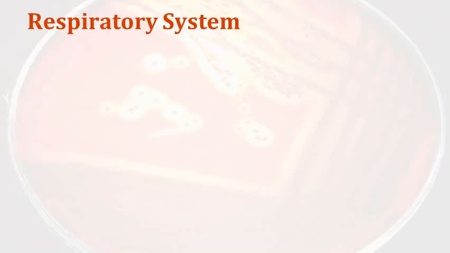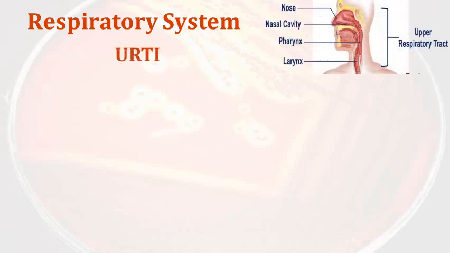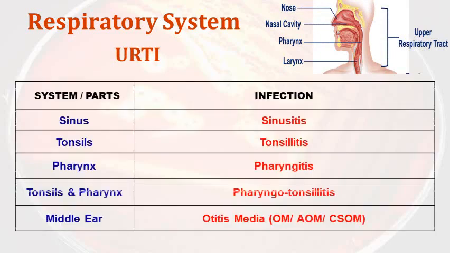Let's focus on respiratory system infection. First, we will be starting with upper respiratory tract infection. In this, if sinuses are infected, it is known as sinusitis. If tonsils, which are part of our defense system, are infected, then that infection is known as tonsillitis. If the pharynx gets infected, it is known as pharyngitis. If tonsils and pharynx both together are infected, then it is known as pharyngotonsillitis.